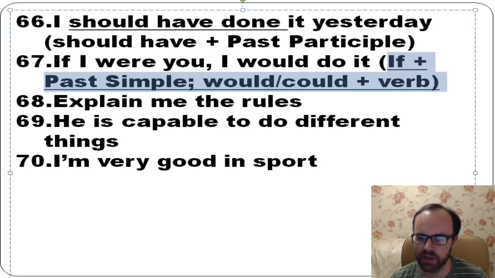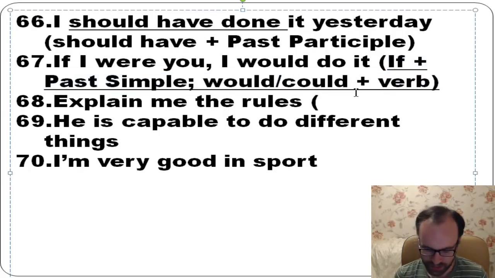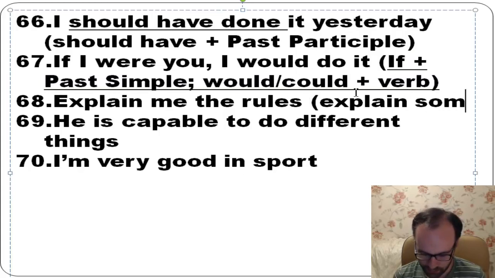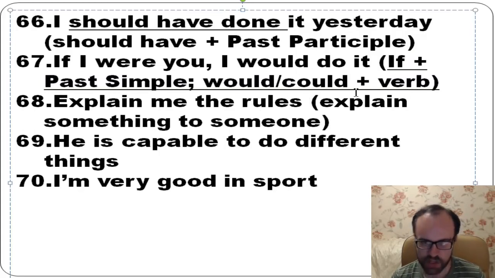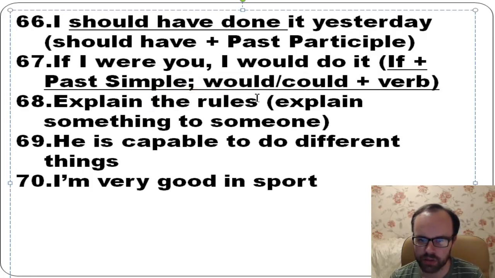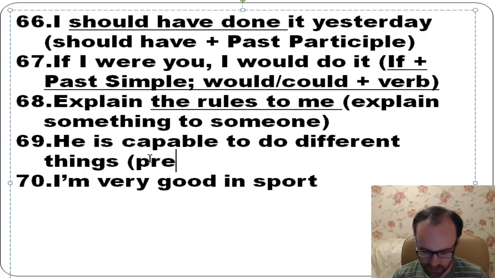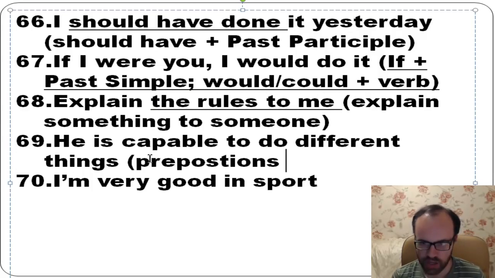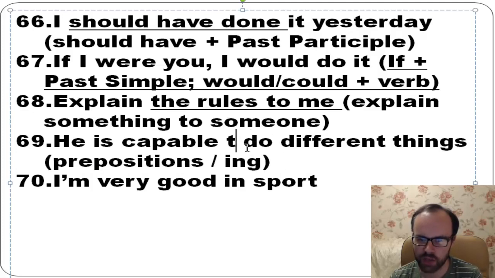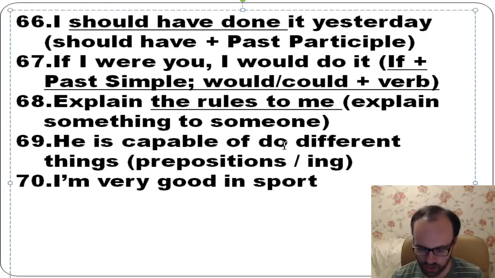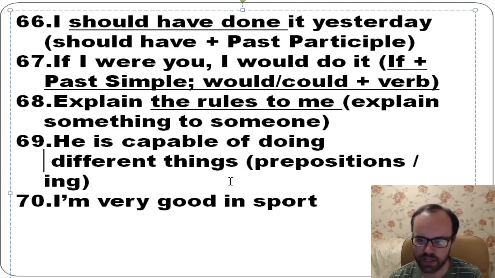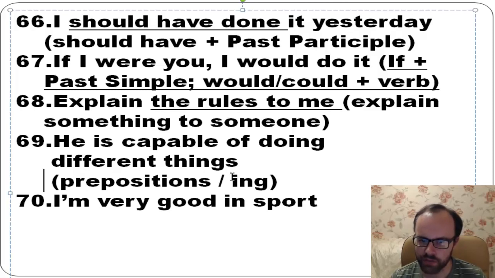Next, explain me the rules. So we say explain something to someone. So explain the rules to me. Okay, next. He is capable to do different things. He is capable means he can do different things. But don't forget about prepositions and ing. So you know that we use of after capable. He is capable of and ing after the verb in this case. So he is capable of doing different things.